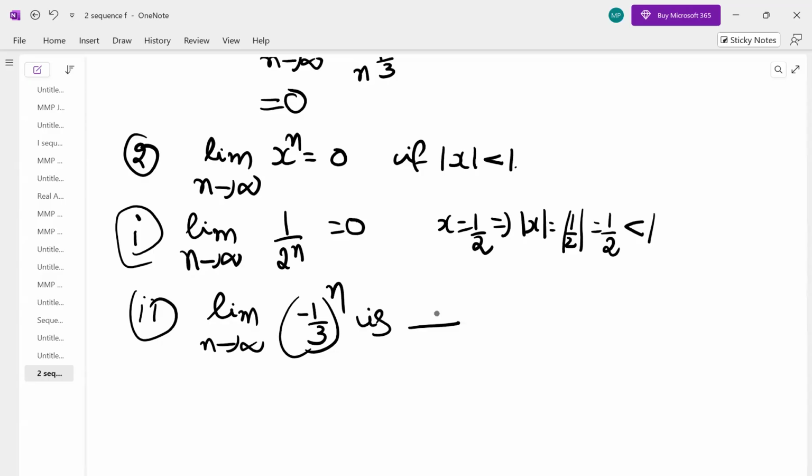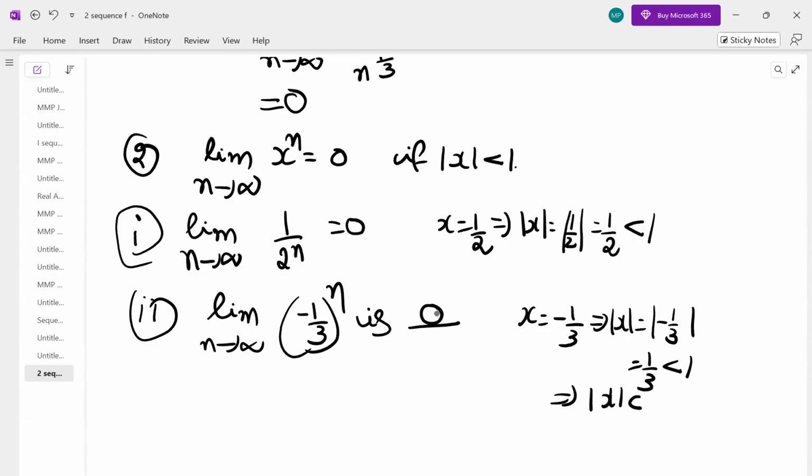And also, wherever you come across limit n tending to infinity of minus 1 by 3 power n, it is in the form x power n, where x is minus 1 by 3. So mod x is 1 by 3, which is less than 1. Therefore, the limit is automatically 0 according to this form. It is applicable not only for positive but also for negative x, as long as the modulus is less than 1.